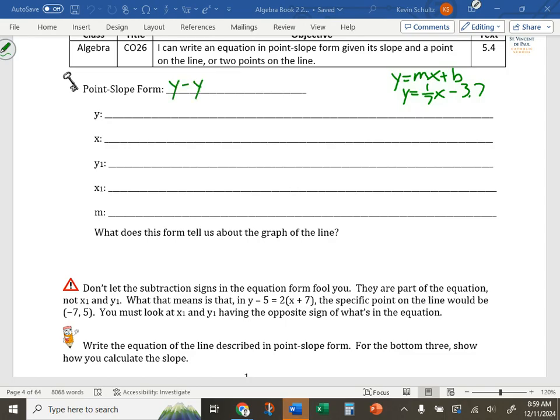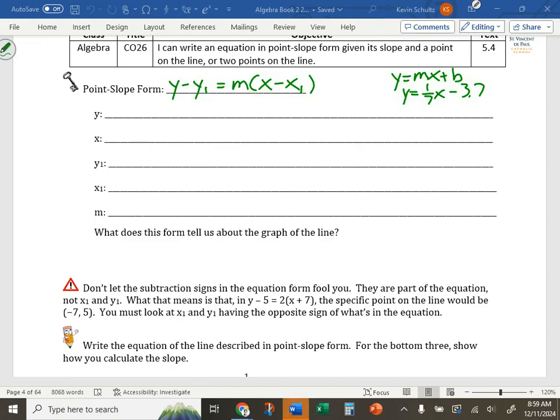Y minus y1 equals m times x minus x1. I knew it. You literally just confused me in like a million ways. Okay. It's literally so simple. Y minus y1 equals m times x minus x1.